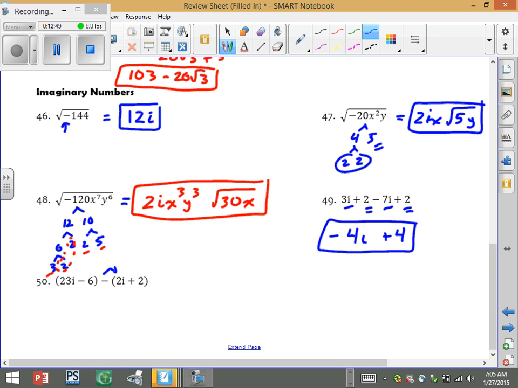Here, just remember to distribute that negative because it's outside the parentheses. So we have 23i minus 6 minus 2i minus 2. So negative 6 minus 2 is minus 8. 23i minus 2i be plus 21i. And there you go.